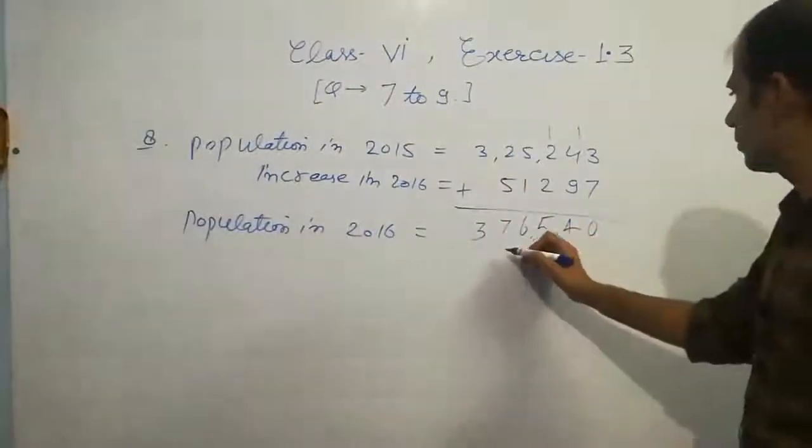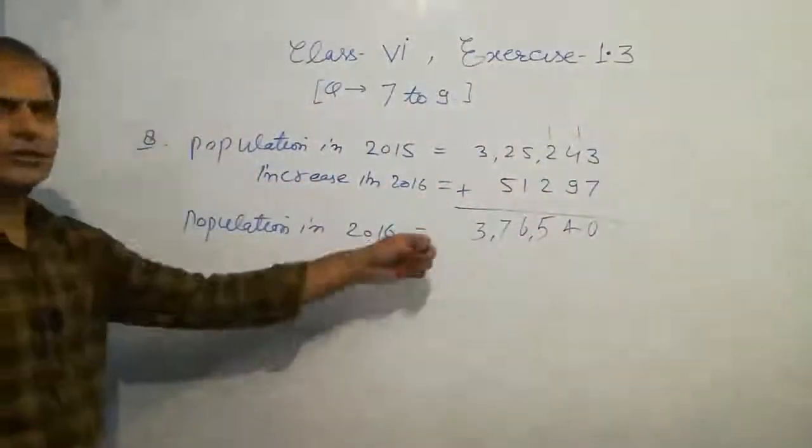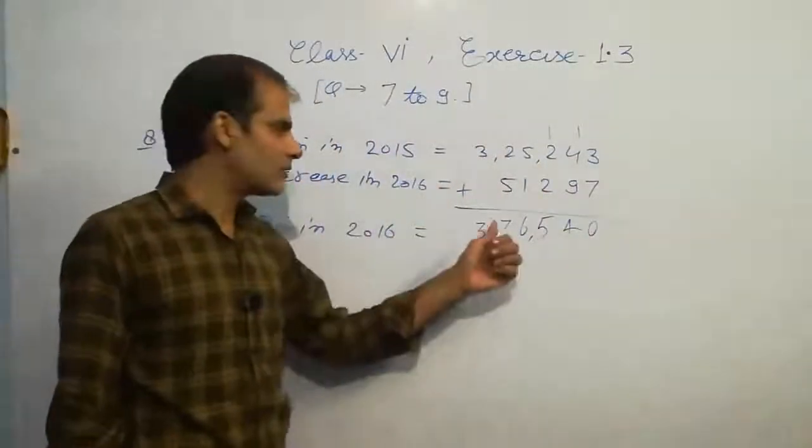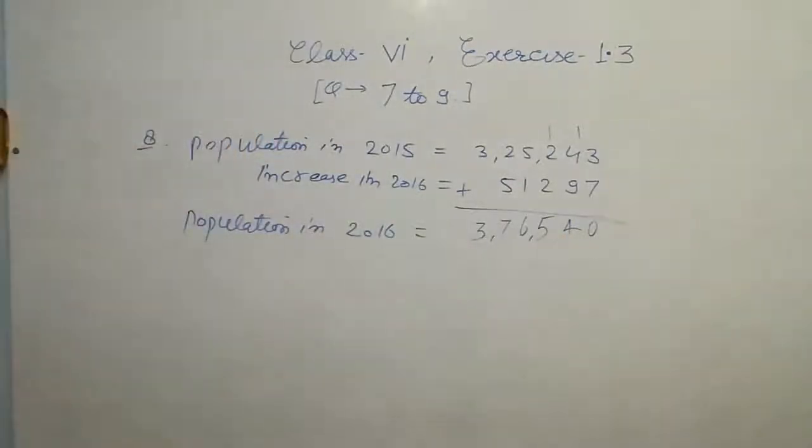So write the commas, and what is this value? It is 3,76,540. So this is the answer. Question number 8 of exercise 1.3, answer is 3,76,540.